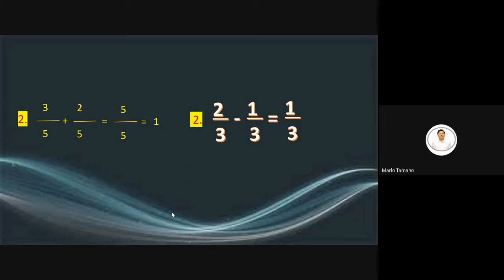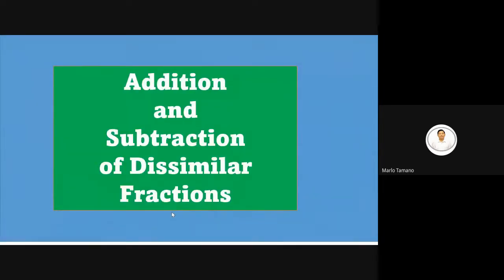Number 2, we have here 2/3 minus 1/3 is equal to 2 minus 1 is 1, and copy the common denominator, which is 3. So therefore, since 1 is already a prime, and likewise this 3 is also a prime, therefore the final answer is 1/3. Any question? Let us now proceed to addition and subtraction of dissimilar fractions.